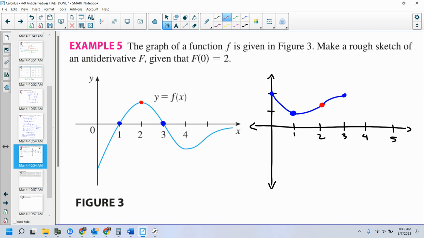What's happening at 4? Another inflection point, right? Another inflection point at 4. Let's leave it at the same spot.